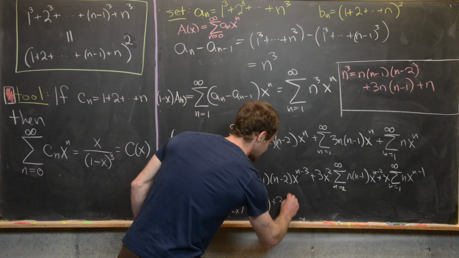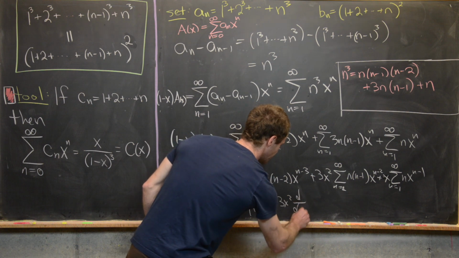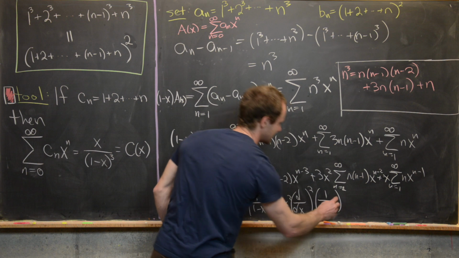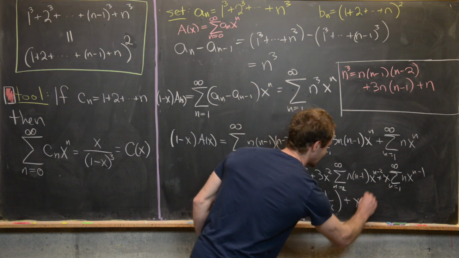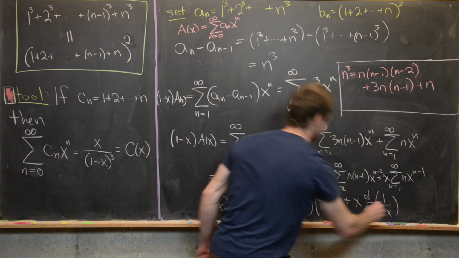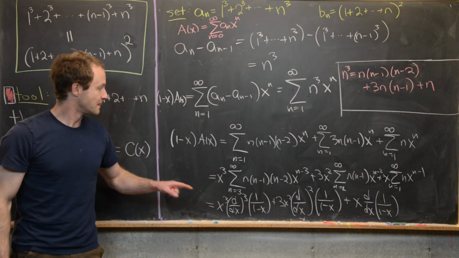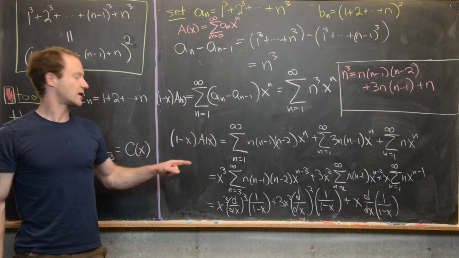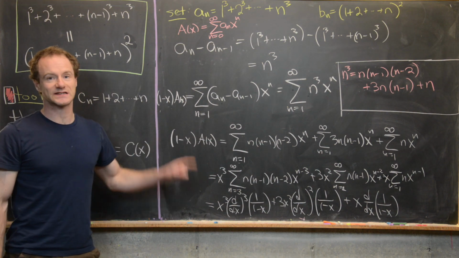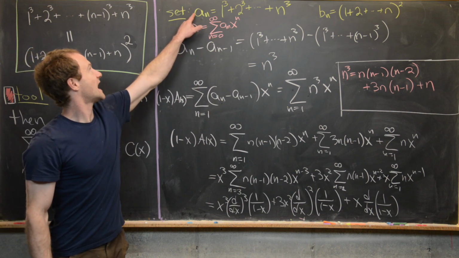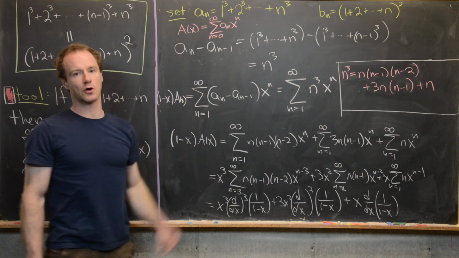Now we can do the same kind of thing here. So that's going to be plus 3x squared, and then it'll be the second derivative of 1 over 1 minus x, and then finally plus x, and then we have the first derivative of 1 over 1 minus x. Okay, great. So now I'm going to go ahead and bring that up here, and then we'll get a closed form for a of x. In other words, this generating function for our sequence a, which is the top part of our goal equation.